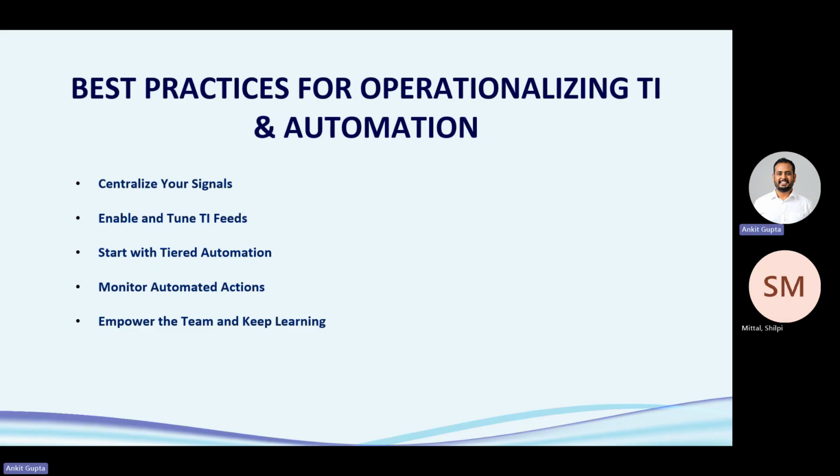Approach automation in phases. Start with low-risk wins, such as isolating confirmed ransomware devices or deleting known phishing emails. Then expand as confidence grows. Use audit or approval modes before switching to fully automatic. Review Microsoft recommended defaults and enable features like email auto remediation once you're ready.